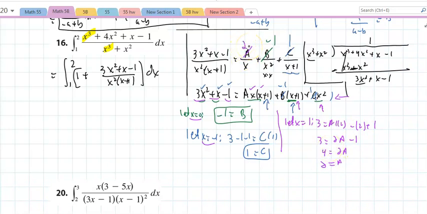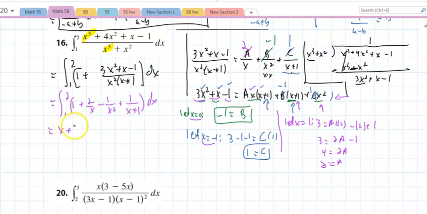Hopefully I'm not making any mistakes. Otherwise the answers will be way off. I do have that worked out. Okay, so what does that mean? That means this is the integral from 1 to 2 of 1 plus 2 over x minus 1 over x squared plus 1 over x plus 1, all dx.